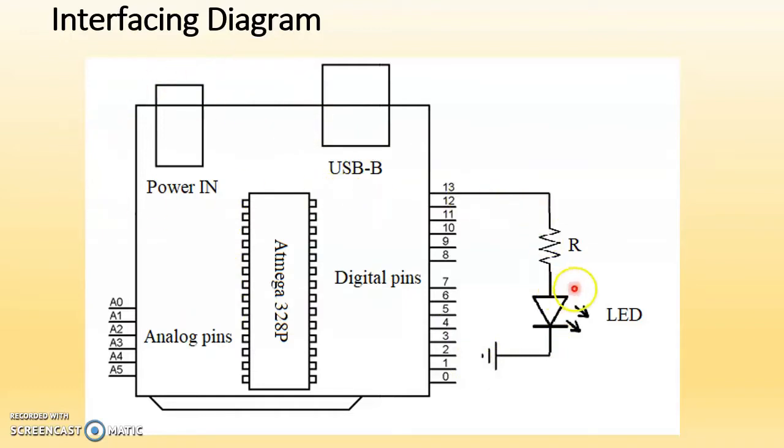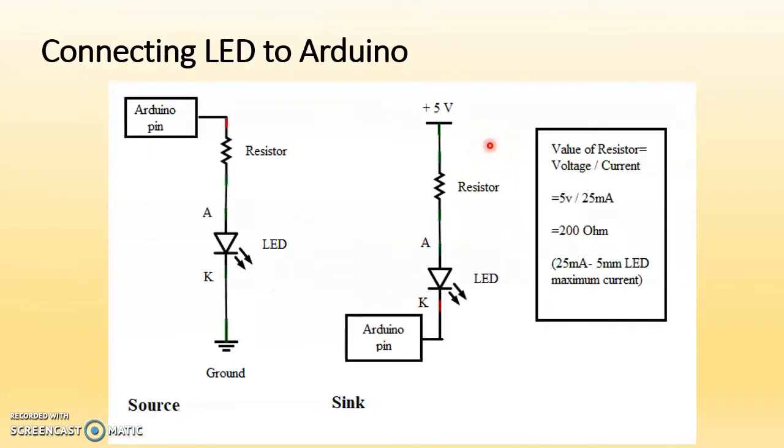So very simple, we have to connect the LED to any of these pin numbers with the help of this current limiting resistor. In this slide, I have shown you the value of the resistor and how to choose it. It is voltage divided by current. The maximum voltage we take here is 5 volt, and the maximum current we take is 25 milliampere. So we get 200 ohm as the required resistor. As we have considered 25 milliampere of maximum current for this 5 mm LED, the resistor becomes 200 ohm.